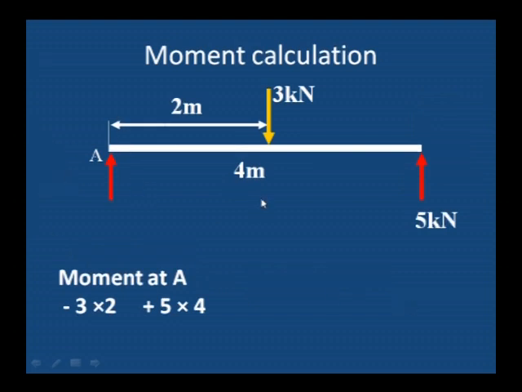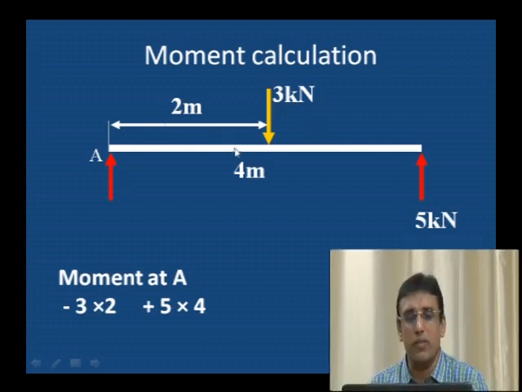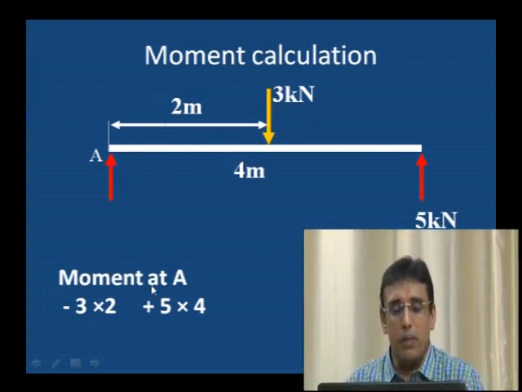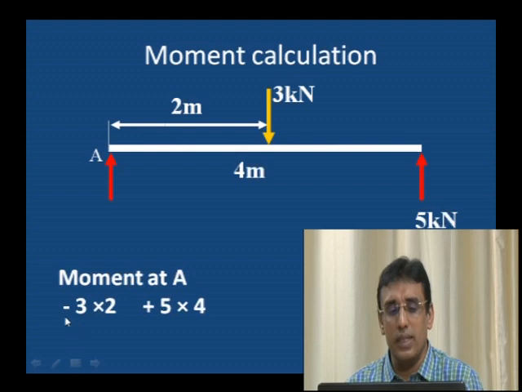Let us take a simply supported beam. Here a point load is acting at a distance of 2 meter from A. To calculate the moment at A, the vertical loads are 5 kilonewton downward and 3 kilonewton upward. 5 into 4 is anti-clockwise, and 3 into 2 is clockwise. So it is 3 into 2 plus 5 into 4, where I have taken 3 into 2 as negative.